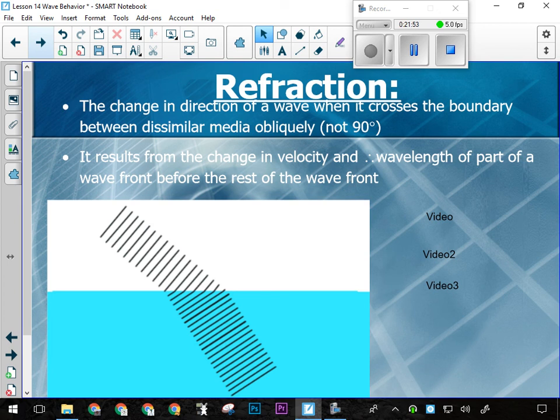Which one of these two media, the white or the green, is the slower one? The green. How do I know the green one's the slower one? It bends downwards, and look at the waves. Which waves are longer? Are these waves closer together than these ones? If they're closer together, they're shorter wavelength, slower speed. Longer wavelength, higher speed.